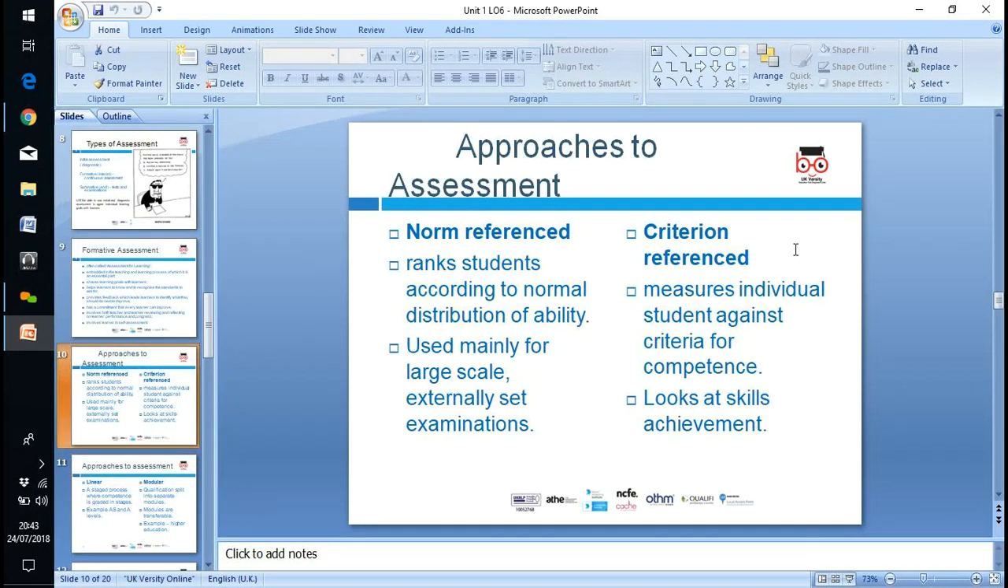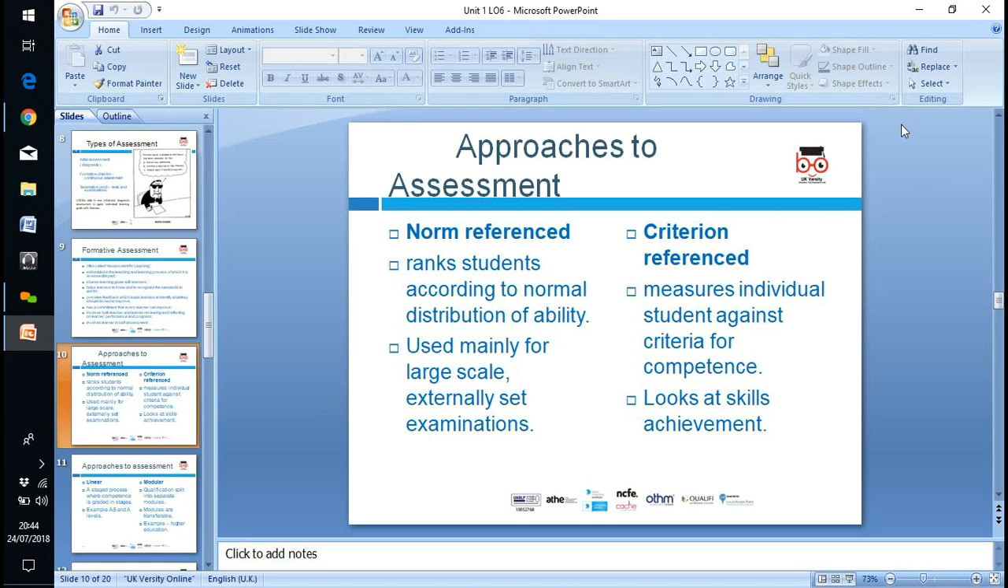Criterion referenced are the ones that are used mostly now by everybody. Norm reference, which is ranking students according to normal distribution of ability, is very little used, but I believe it still is used in SEN. Yeah, where you're looking at what is normal for a certain type of student, and the students that you've got are then measured against that norm, aren't they? Yeah, so we use the checklist that we use. If the children aren't developing at the same age as their peers, that's how we know that.